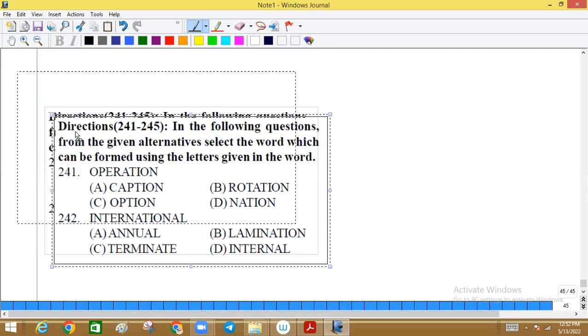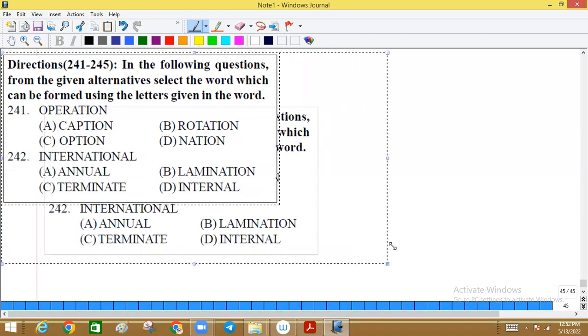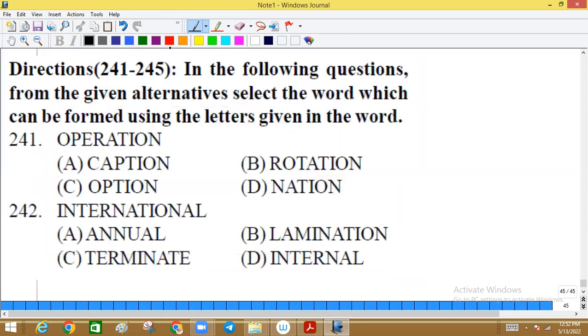Let's solve them. First, read the directions. What are the directions given? In the following questions, from the given alternatives, select the word which can be formed by using the letters of the word given, by using the letters of the word OPERATION, which can be formed and which cannot be formed. That's it. These are this type of questions.